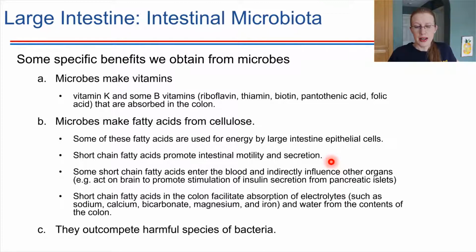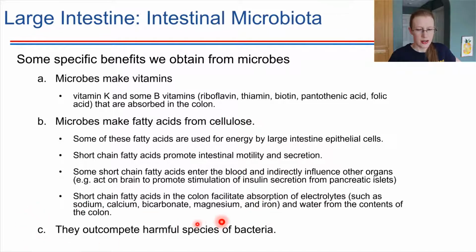Some of the short-chain fatty acids act as messenger molecules. They can actually go and act on the brain. This can influence insulin secretion. So that's kind of an interesting and complex relationship there. And then finally, some of the fatty acids that are produced help us to absorb electrolytes and in turn water. So all of these things are just a consequence of microbes doing their own thing, digesting cellulose. We actually get a number of benefits from them doing this.